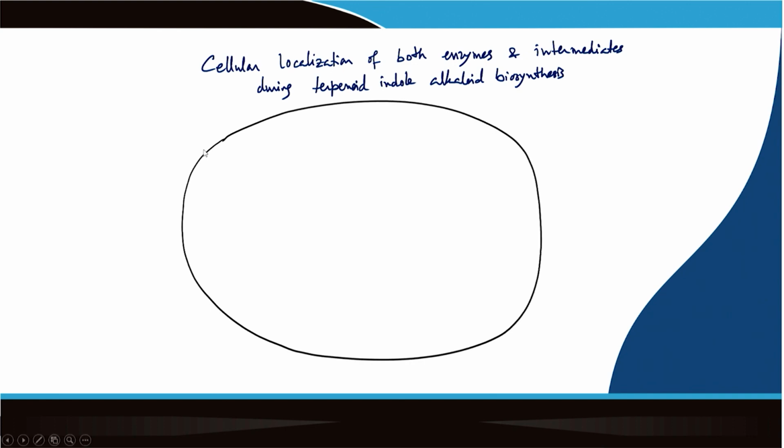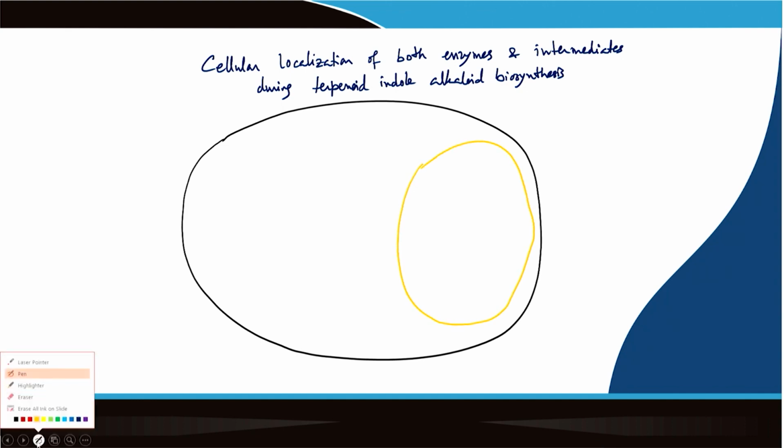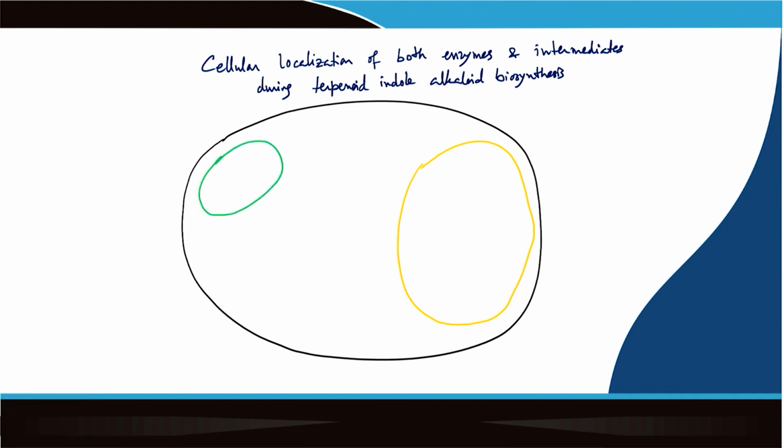This is a cell, and I will put the vacuole here, and this is the chloroplast.